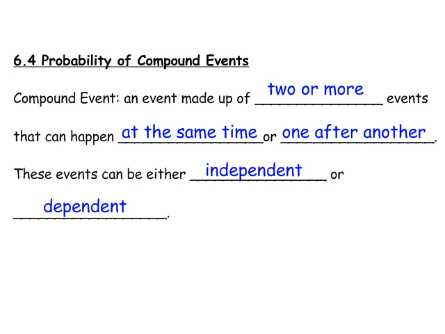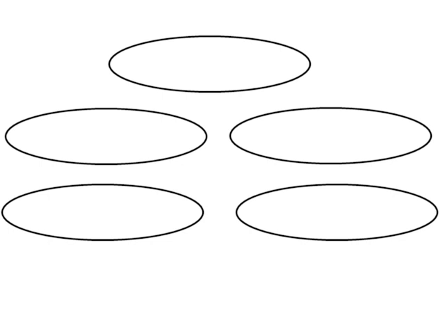So we have compound events. That means we have one or more events. They can either happen at the same time or one after another. Sometimes you roll one die and then you roll the other die. Sometimes you choose two students out of a classroom. So it doesn't matter if they're happening at the same time or one after another.